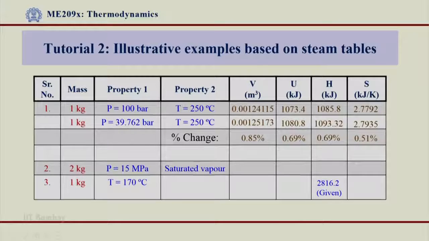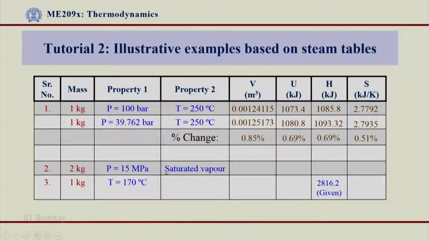Let us now come to question number 2, wherein again we have been given two properties, but importantly now we have got a mass of 2 kg here. That has to be not forgotten, because in actual problems many times the masses could be different. We have got P is equal to 15 MPa here, and the property tells us that it is a saturated vapor. That means I have to refer to Vg, Ug, Hg and Sg. I should go to 15 MPa straight away.